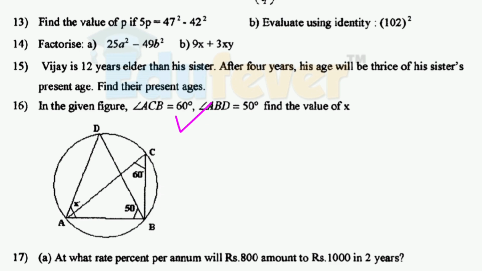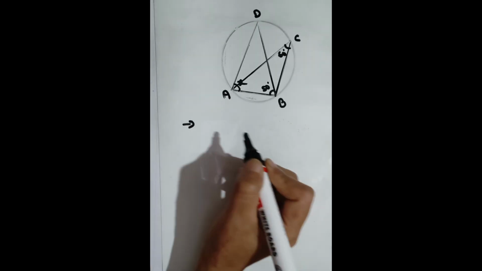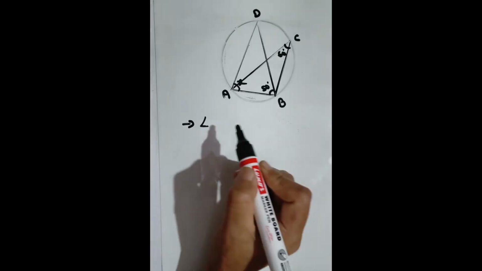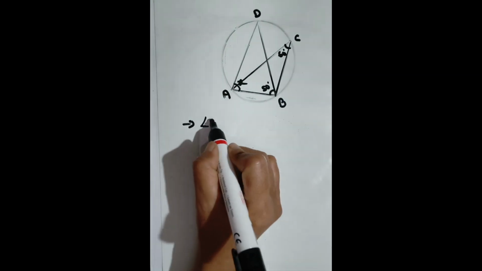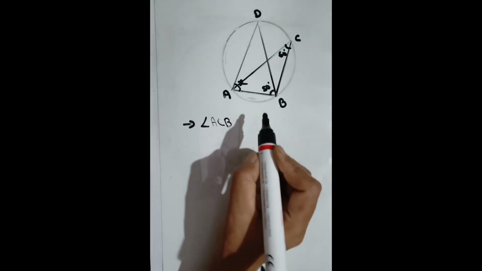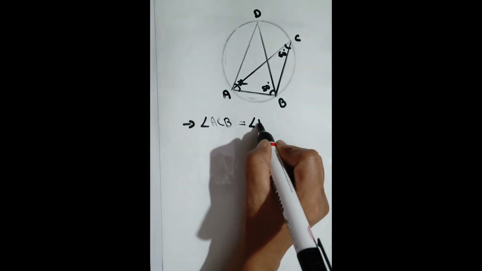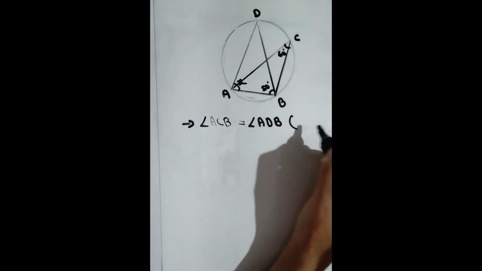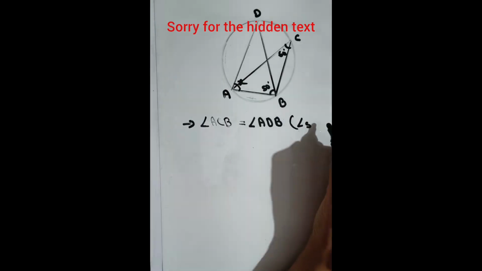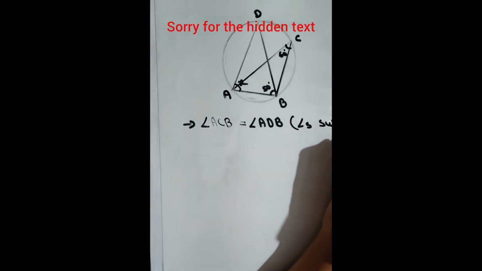So, let's move on to the next question. Look at the question carefully. The figure is something like this, where they are asking the angle A. As we know, angle ACB should be equals to angle ADB. Why? Because they are subtended from the same chord, that is chord AB.